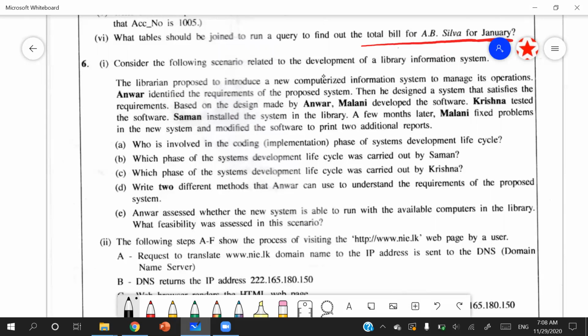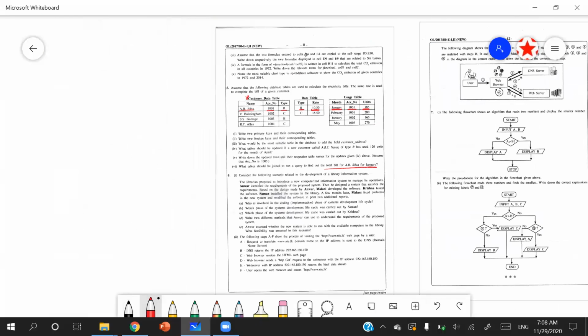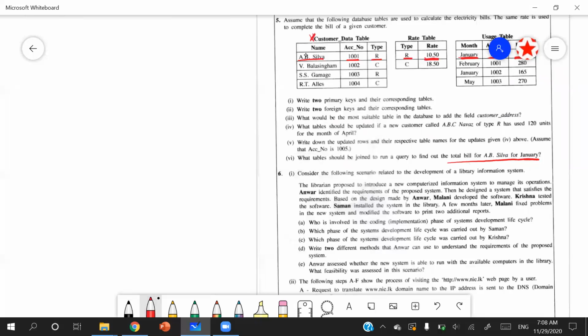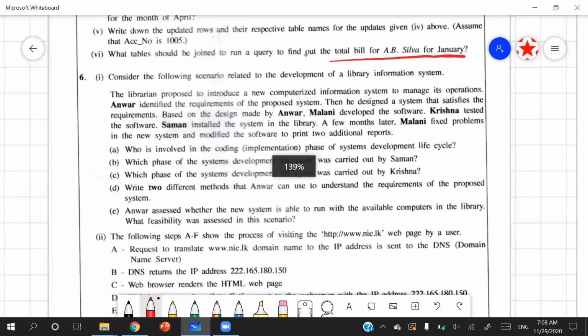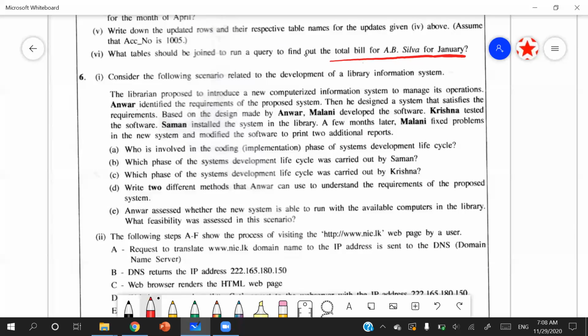So basically, these are the things that we have to perform during the system development life cycle, right? This is the very first phase of the SDLC, which we call identifying the system requirements, or identifying the requirements. So this is the first step of the system development life cycle.